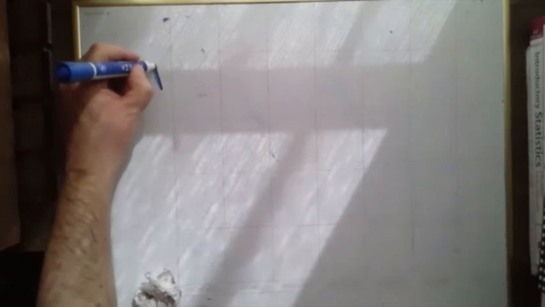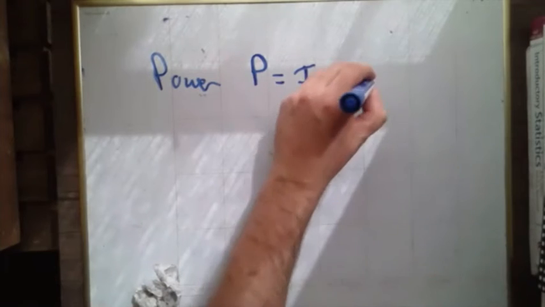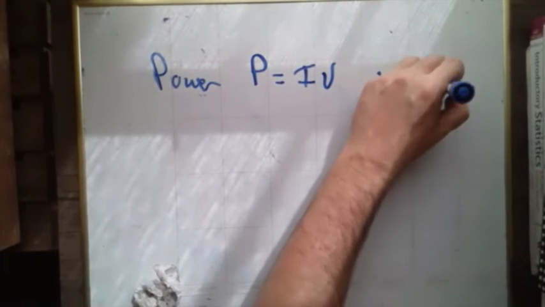That's what a light bulb is. A light bulb is nothing but a resistor. An old incandescent light bulb is a resistor that gets so hot that it glows. How much energy is it using up? We call that power. P is I times V. This, of course, is in watts. It's power.